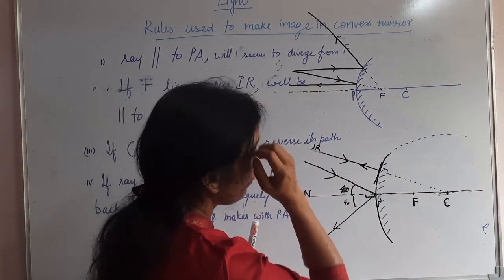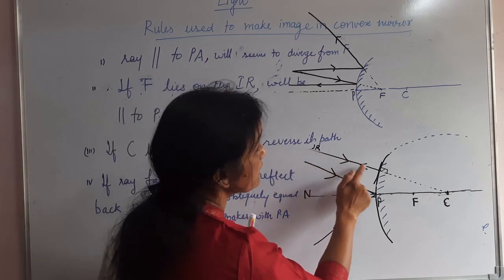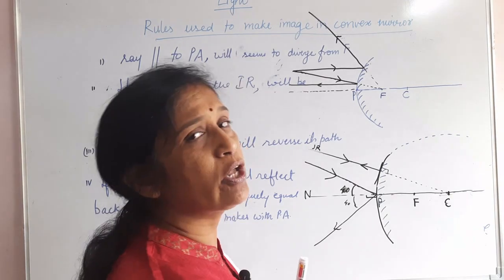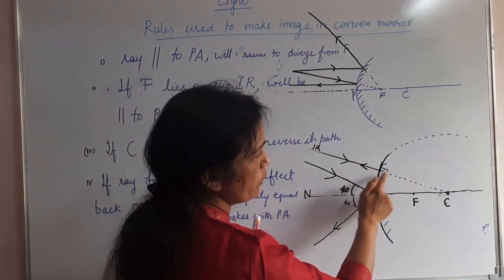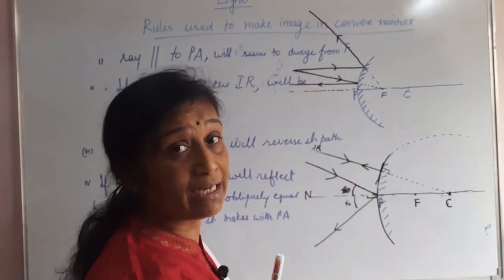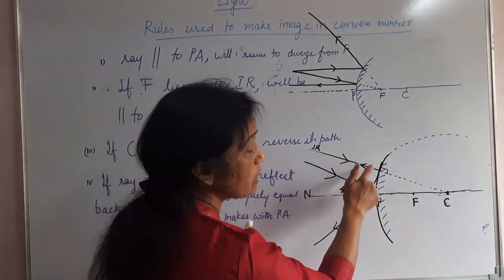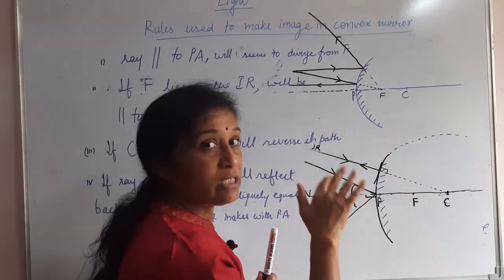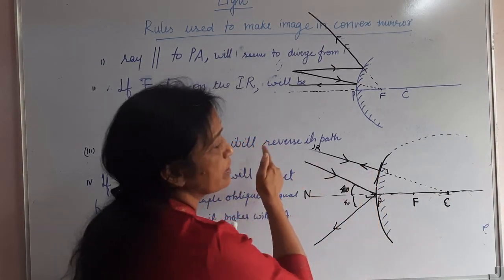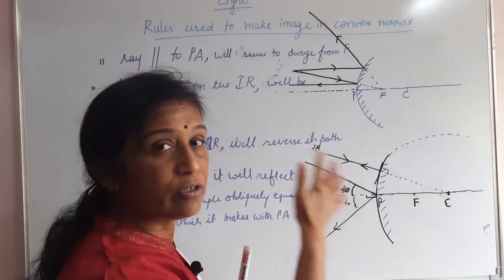Third one, what if the incident ray is such that C point lies somewhere on it? If I extend it, it's meeting at C. It means C point lies on that line. Which line? Incident ray. My incident ray is such that C lies somewhere on it, and such rays will reflect backward on the same path, reversing its direction.